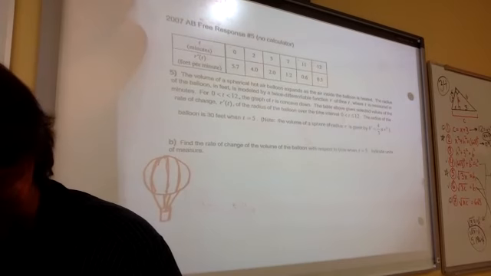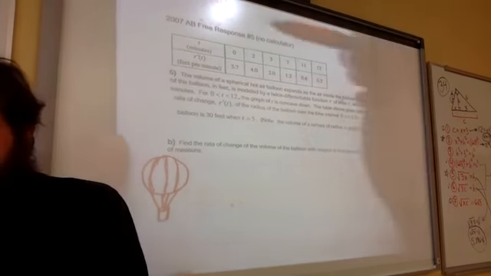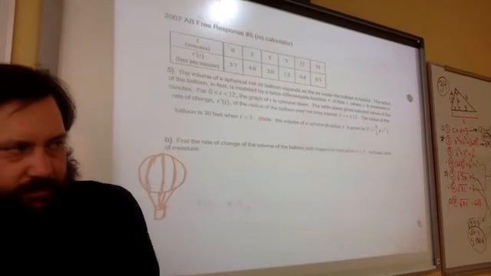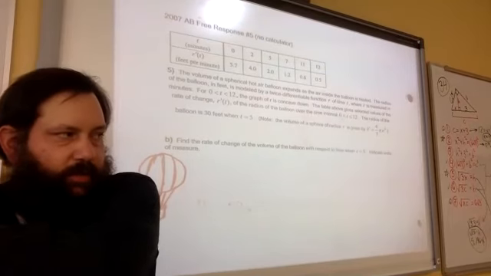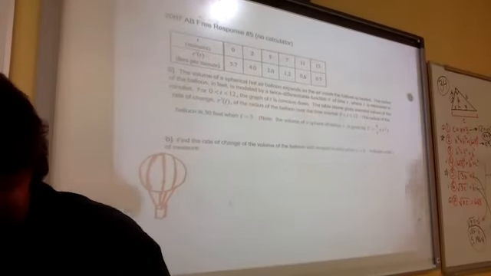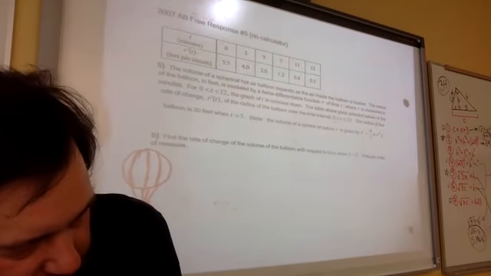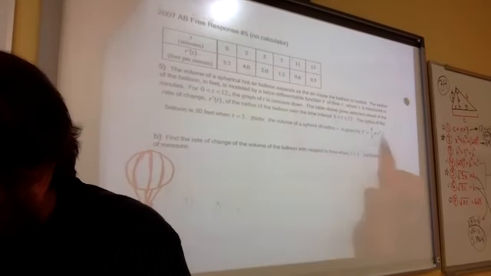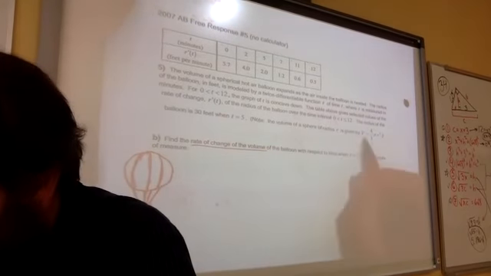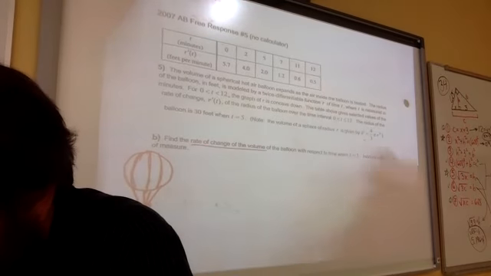Part A was pulled straight from the exam. A was not a related rates question. A was something else. I don't know what it was, so we couldn't do it. So find the rate of change of volume. We can at least do that without understanding everything.